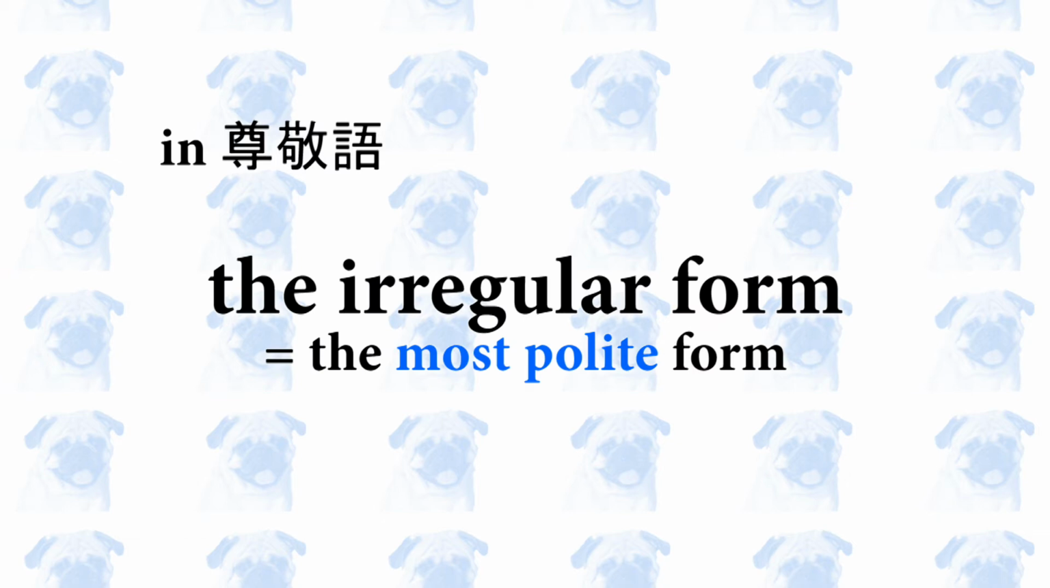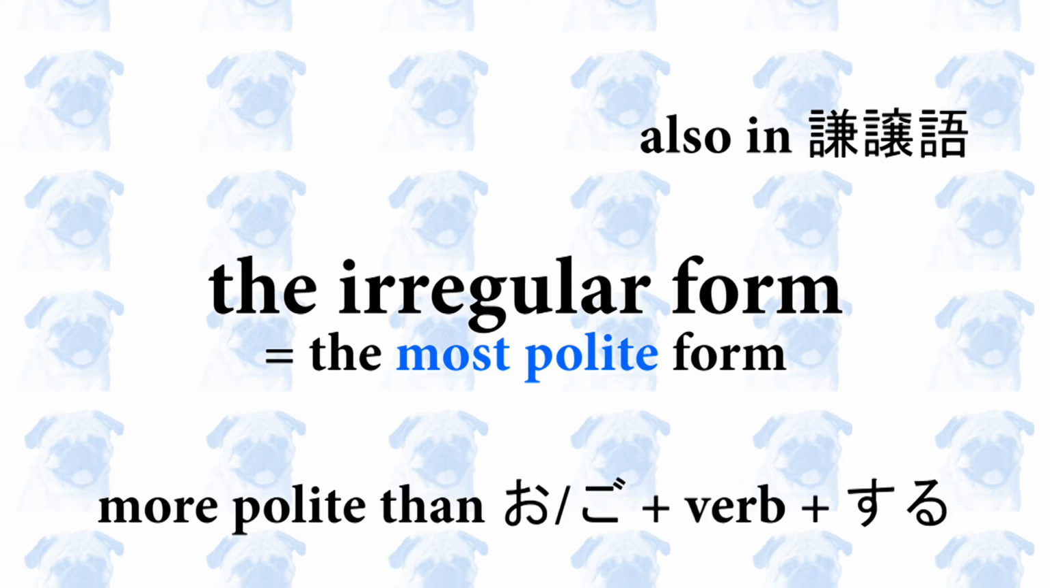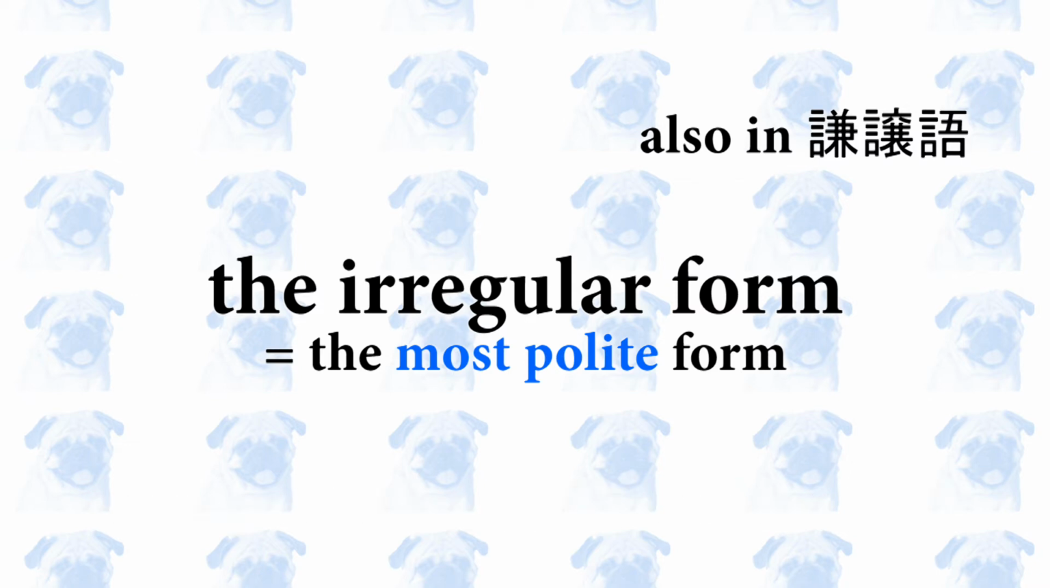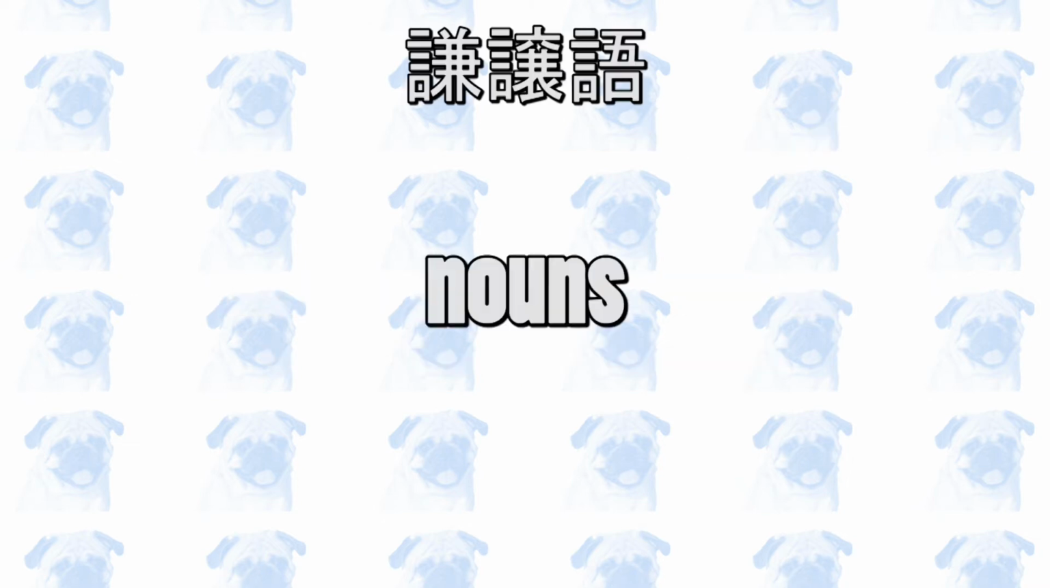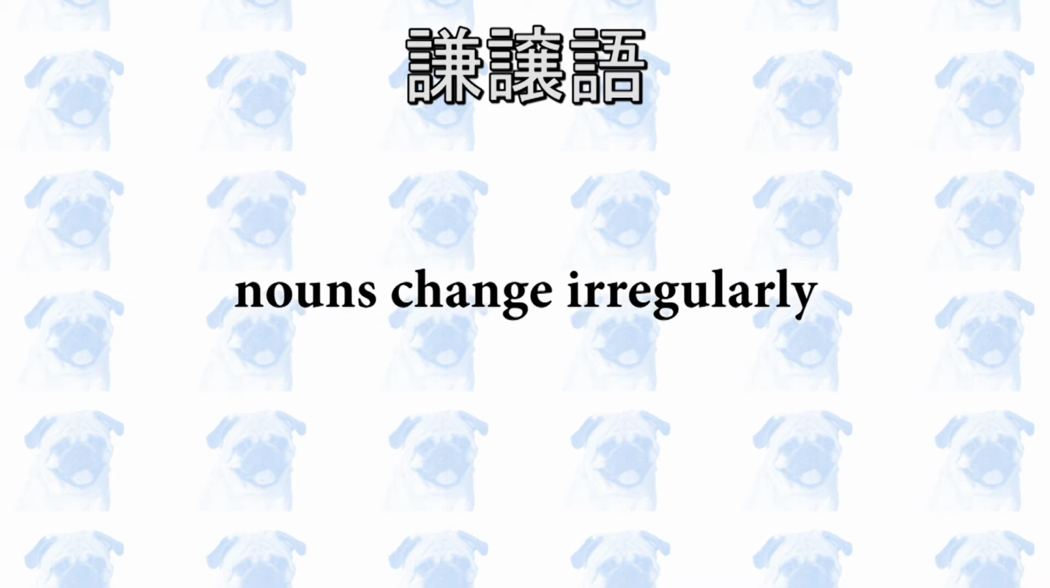Recall that in sonkeigo, the irregular form was more polite than the other 2 forms. Similarly, the irregular form in kenjou is more polite than the form that adds o or go and する. So if a verb has an irregular form in kenjou, you should use it. Now, let's look at how nouns change. Unlike in sonkeigo, where you can add o or go at the beginning of a noun, in kenjou, nouns change rather irregularly, so you have to learn by heart what each noun becomes.